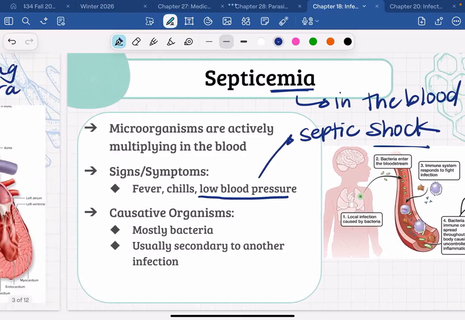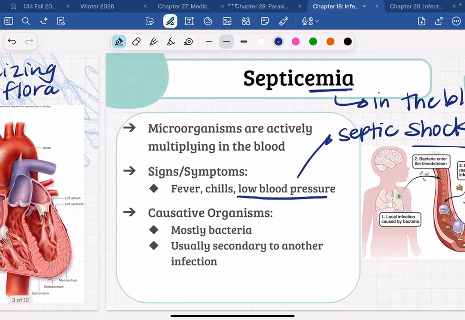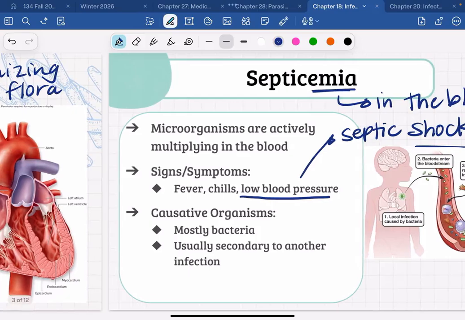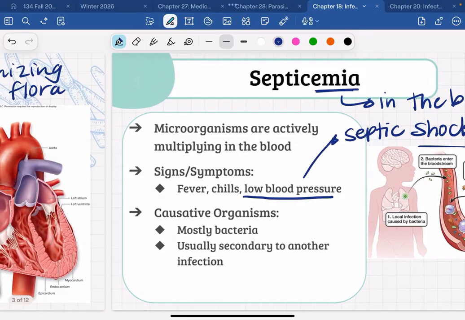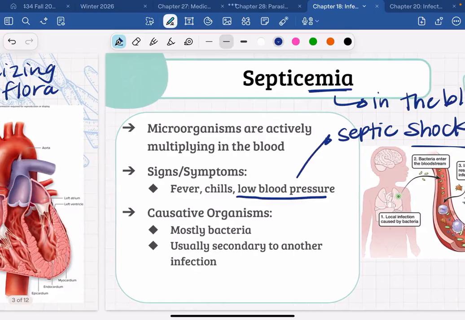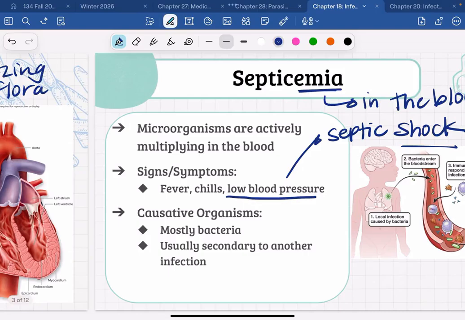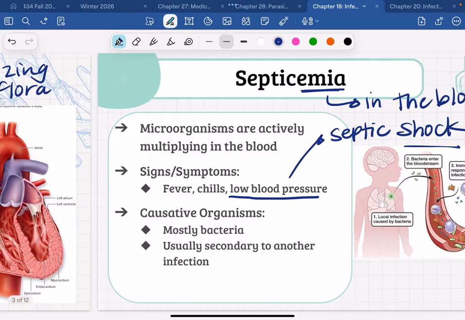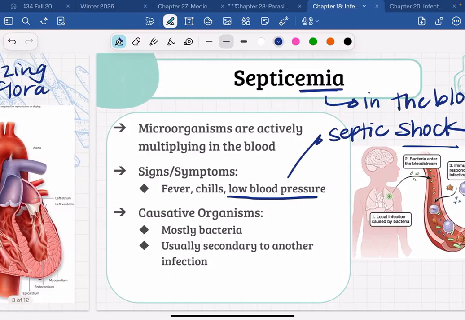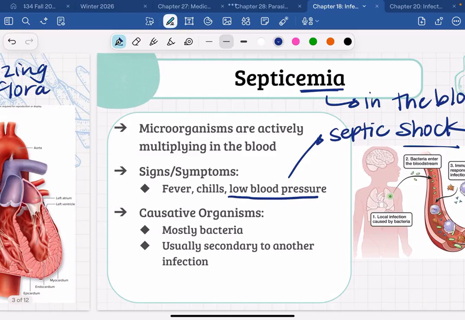Now, causative organisms for septicemia, there are not particular organisms that are known for causing septicemia. The characteristic of septicemia is that it's usually caused secondary to another infection. So septicemia, for the most part, does not occur by itself. You don't have a perfectly healthy person who one day gets septicemia. What usually happens is you have a person that gets pneumonia, which is an infection in your lungs. And then there's so much bacteria in your lungs that they manage to get into your bloodstream and then cause septicemia.